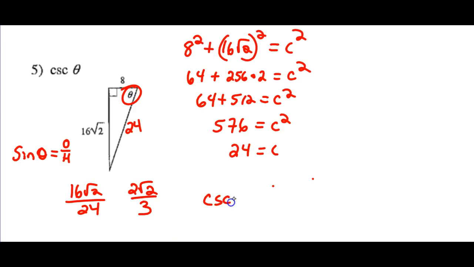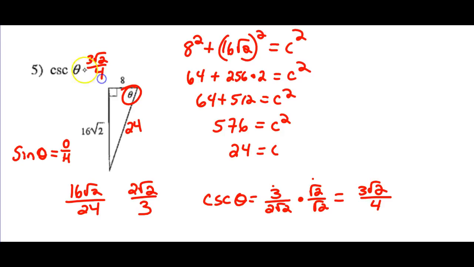So the cosecant of theta equals 3 divided by 2 square roots of 2. Let's rationalize that. Square root of 2 over square root of 2. That gives me 3 square roots of 2 over 4, because the square root of 2 times the square root of 2 is 2, and 2 times 2 is 4. So 3 square roots of 2 over 4 is my answer there. All I'm doing is finding the reciprocal and then flipping it.